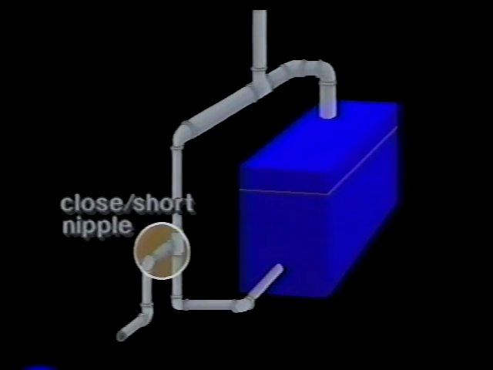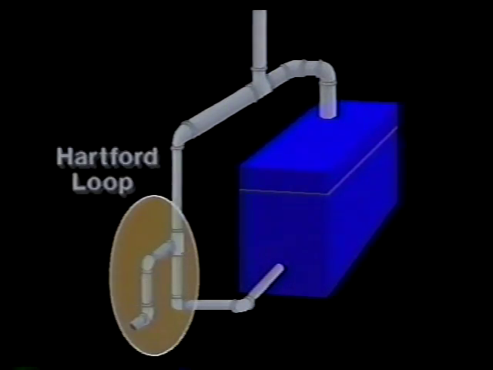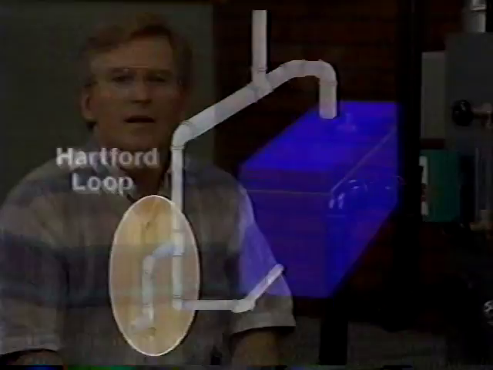Attached to the T is a short or close nipple, which ties into the condensate return of the existing piping system. This creates what is known as the Hartford loop. The Hartford loop was developed by the Hartford Insurance Company in the early 1900s as a means for keeping water in the boiler under steaming conditions, or in case of a break in the return piping.